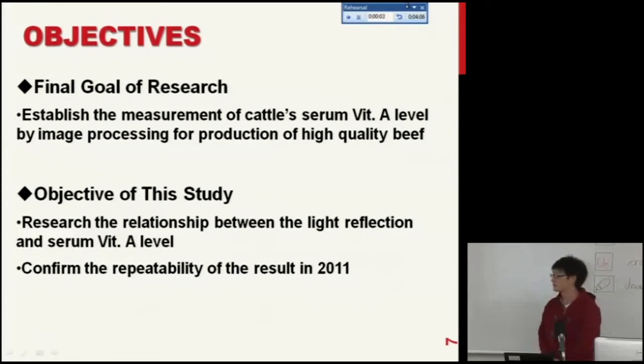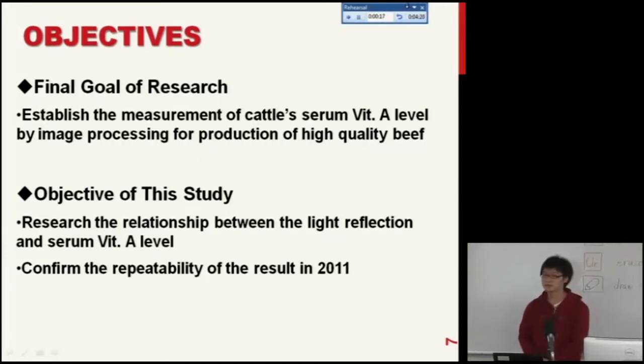This is the objective of my study. The final goal of my research is to establish the measurement of cattle's serum vitamin A level by image processing for high quality beef. And the objective of my study is to research the relationship between the light reflection and the serum vitamin A level. To achieve this objective, I have to confirm the repeatability of last year's result in 2011.